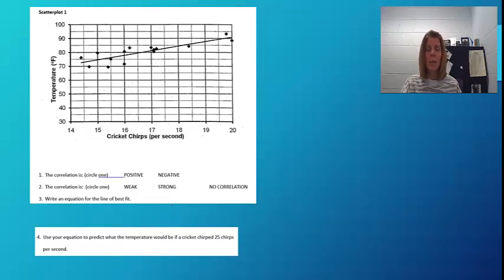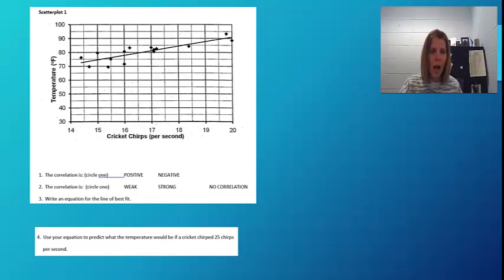So maybe some scientist or biologist went out in the wild and counted how many times they heard a cricket chirp and then recorded the temperature at that time. So you'll notice there are several different data points. I'm just going to refer to a few of them.